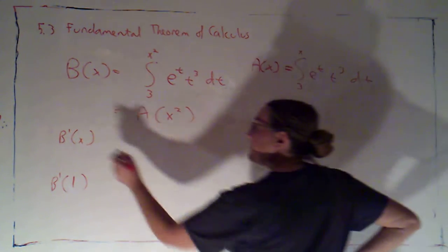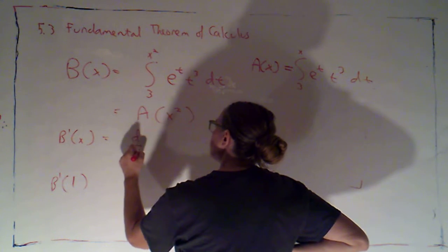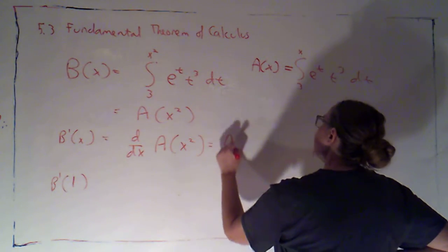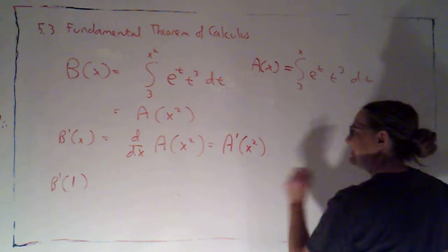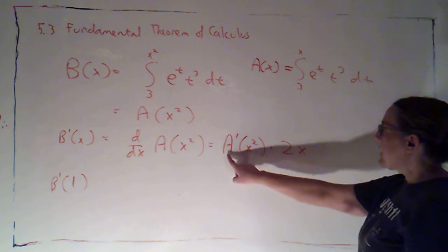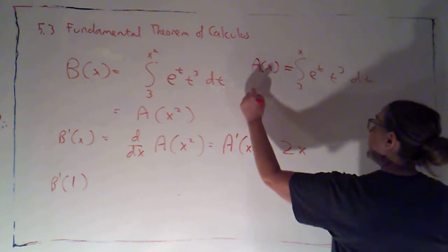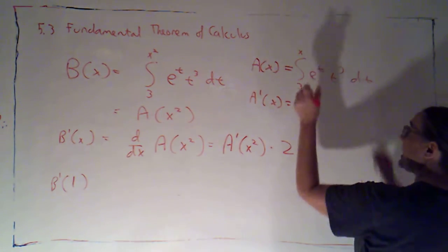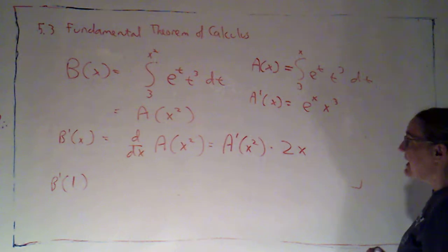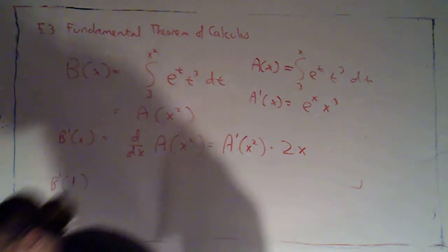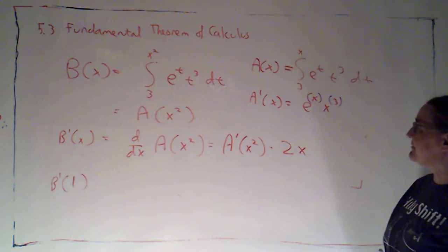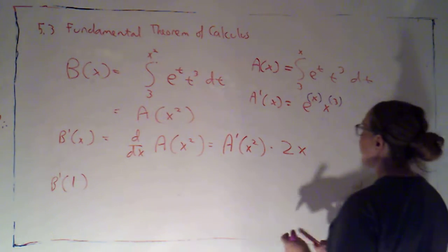So if I'm looking at b prime of x, I'm taking the derivative of area at x squared. That would be a prime at x squared times the chain rule would give me a 2x. Now what is a prime? Well, I know what a prime of x is. It's just that height function, but evaluated at x instead. Now I need to evaluate a prime at x squared. So those x's in that formula for a prime are going to get replaced with x squareds.